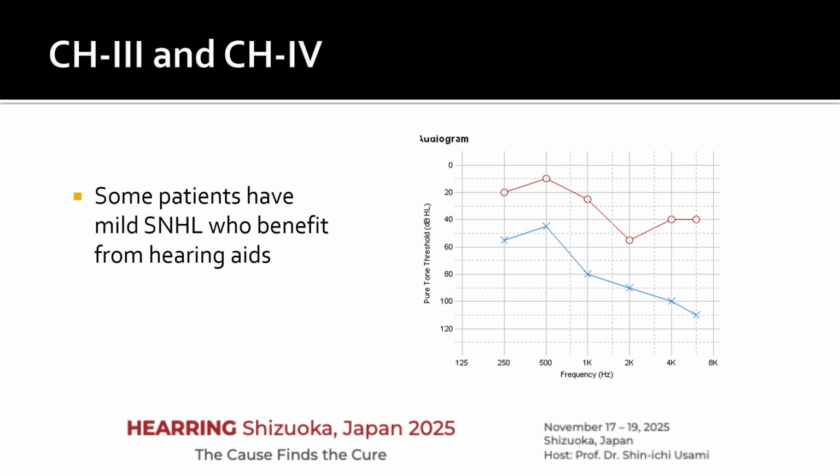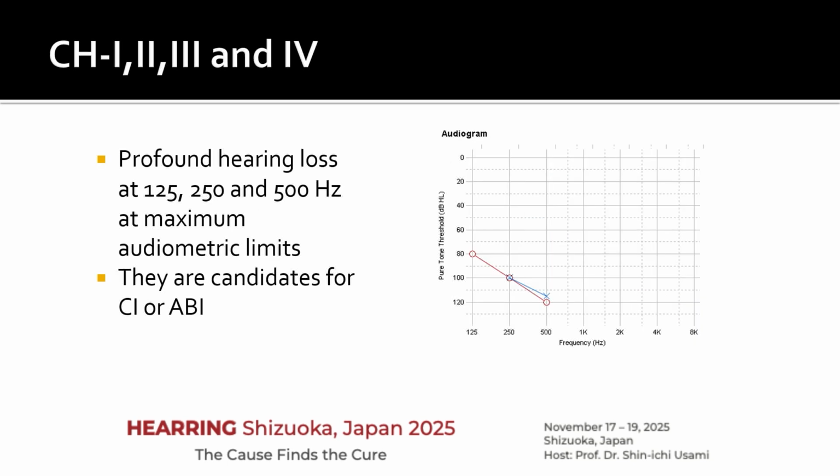In type 3 and type 4, they're more developed, so you tend to get almost close to normal hearing, only sometimes a mild sensorineural loss, which can benefit from a hearing aid. They can also present with conductive or mixed hearing loss due to stapes fixation, and they can benefit from a stapedotomy and hearing aid. All of them can also present with profound hearing loss, and they're candidates for CI and ABI.